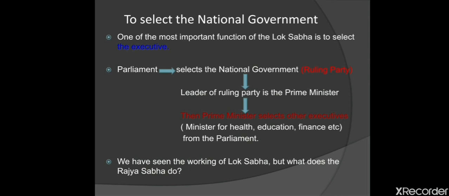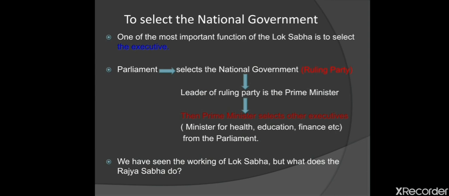So Parliament selects the national government, the ruling party. I have told you how the majority party that wins forms the government, that is the ruling party. Now the leader of the ruling party is the prime minister. They choose among themselves who will be the leader of the ruling party, and that person will become the prime minister.